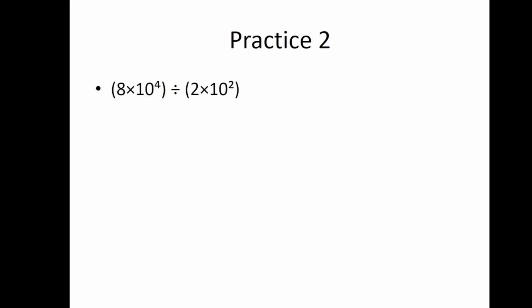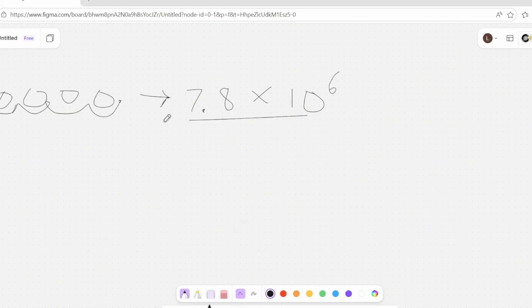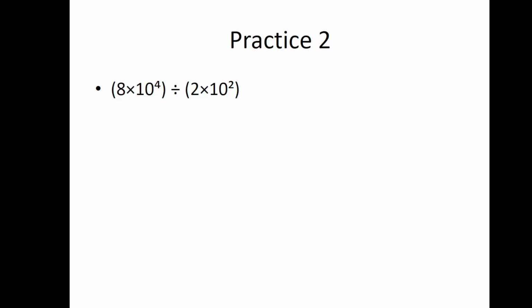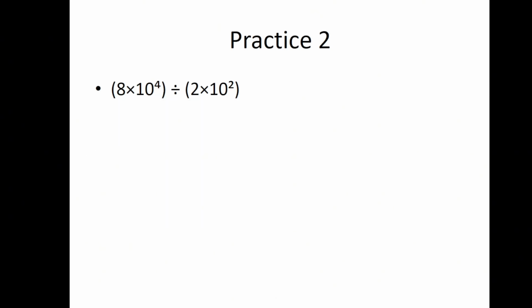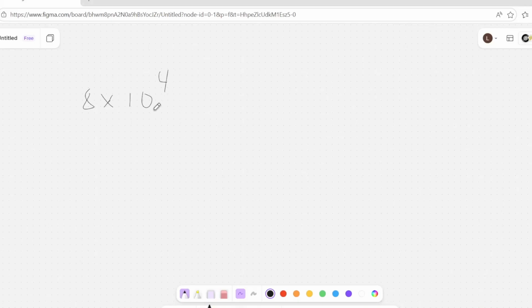And always use the powers of 10 in order for us to check the right answer. So here is another example. Let's try to solve this one: 8 times 10 raised to 4 divided by 2 times 10 squared. So I'll just write here on the screen: 8 times 10 raised to 4 divided by 2 times 10 raised to 2. So this is the form for that equation.